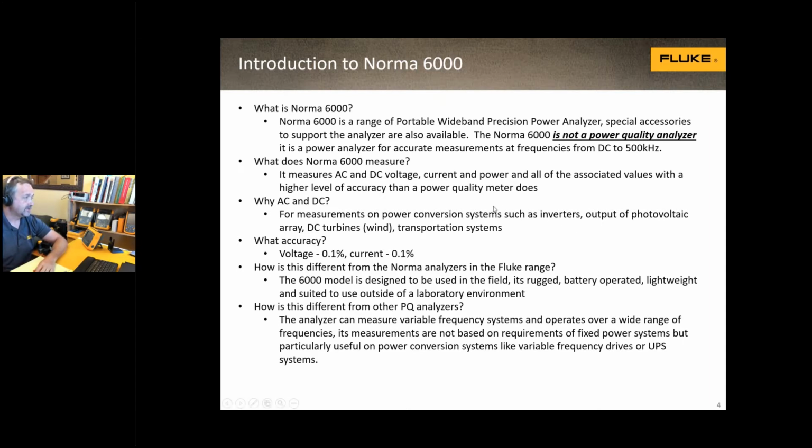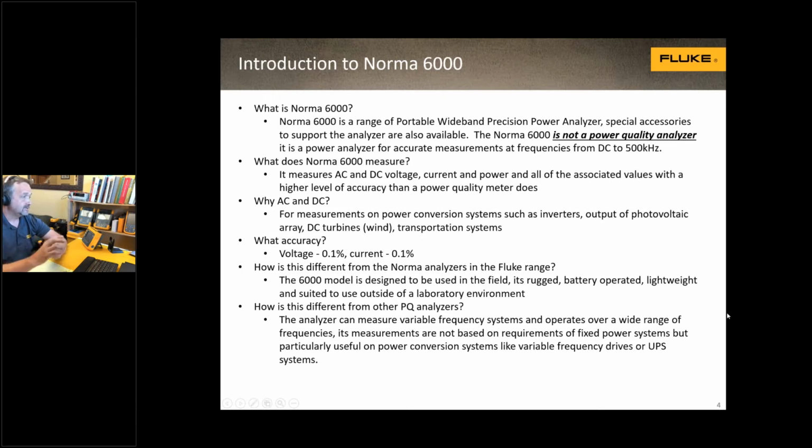Up till this point, Fluke has had some bench Norma products, but they're not really portable. The other power quality devices that we manufacture don't make high frequency measurements on the output side of inverters or variable speed drives. So this is one of the innovations of this product. Accuracy is 0.1% for current and voltage. The Norma does have a built-in shunt that'll support up to 10 amps for making low milliamp measurements. So it's highly accurate.